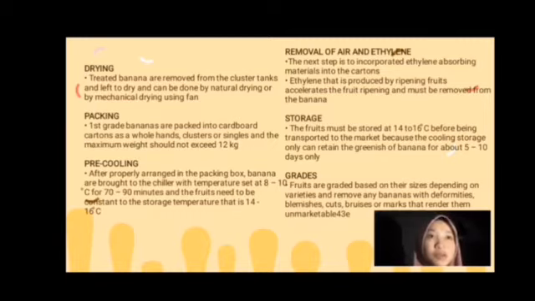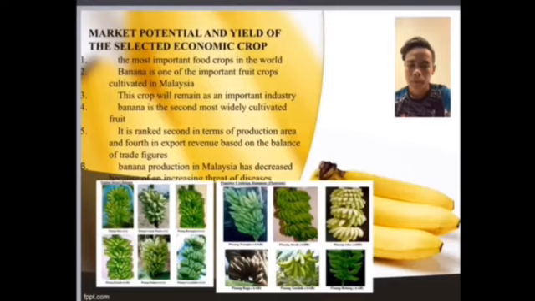Storage. The fruit must be stored at 14 to 16 Celsius before being transported to the market because the cooling storage can only retain the greenish state of bananas for about 5 to 10 days. Grades. Fruits are graded based on their size depending on varieties, and any bananas with deformities, blemishes, cuts, bruises or marks that render them unmarketable are removed.